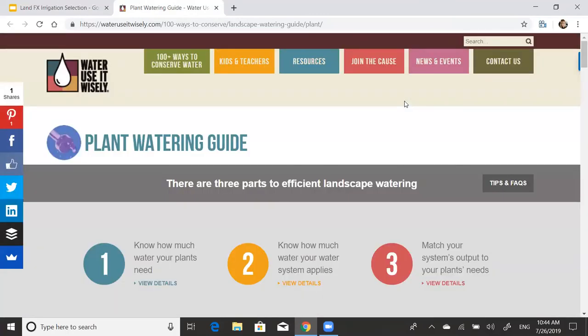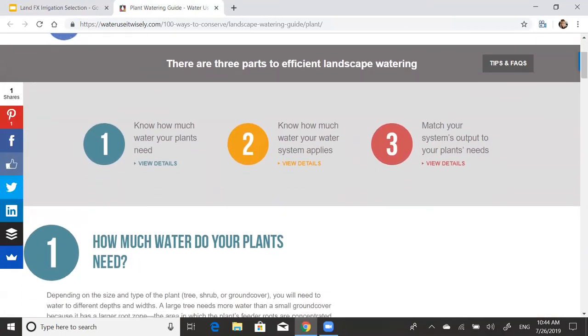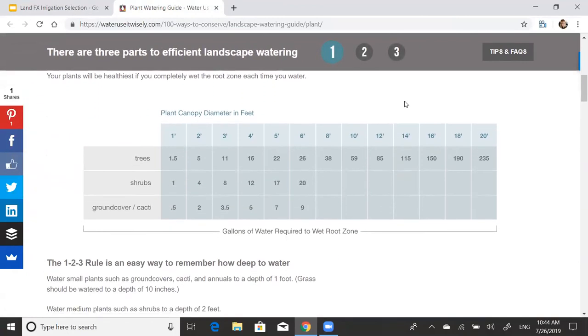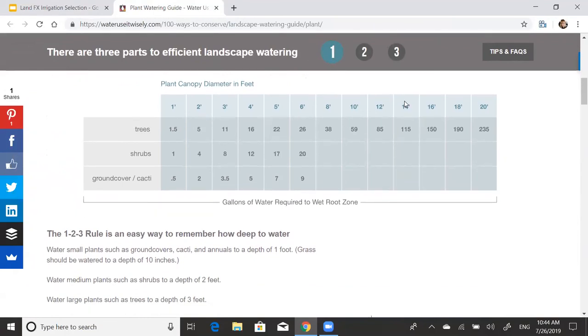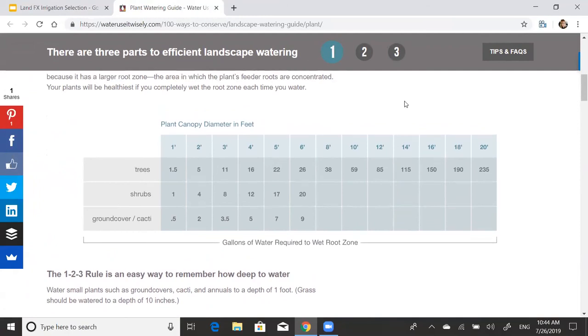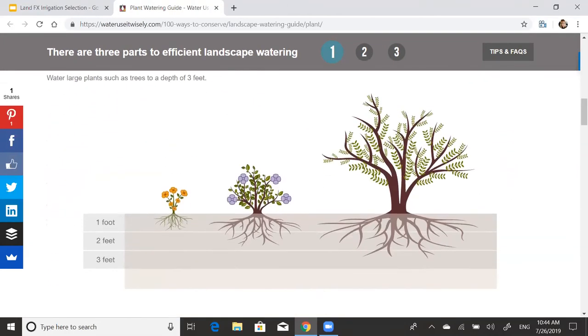Okay. All right. So here's the plant watering guide. This is something that everyone can use, and it's really cool. It's just giving you a general graph here, but if you look at the plant canopy diameter in feet and the trees, they basically did all the calcs, and it's giving you an idea of the watering and gallons of water required to wet the root zone. So it gives you a good rule of thumb to stick by. And here's this little graphic I stole.